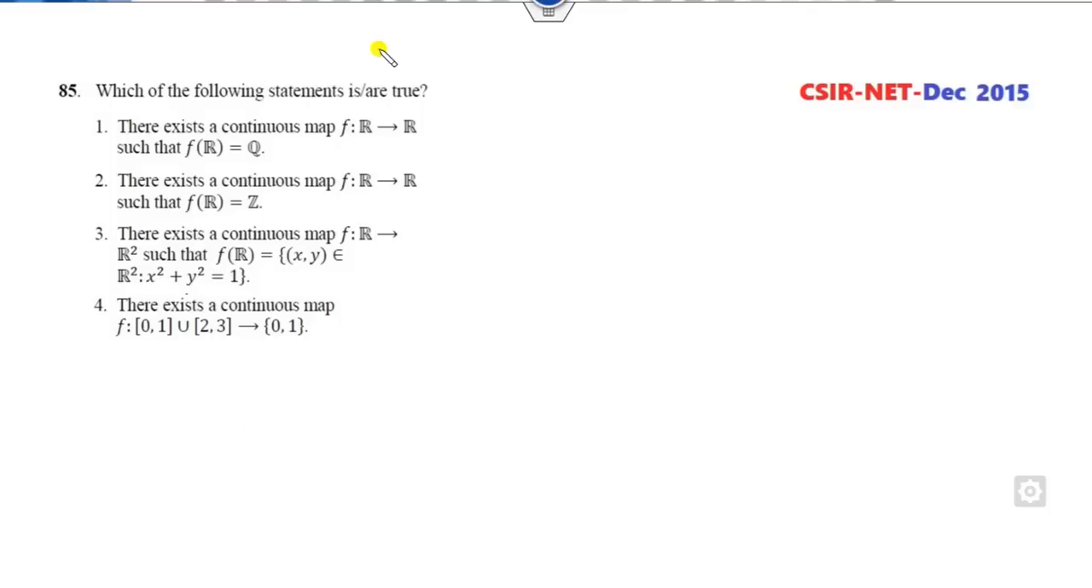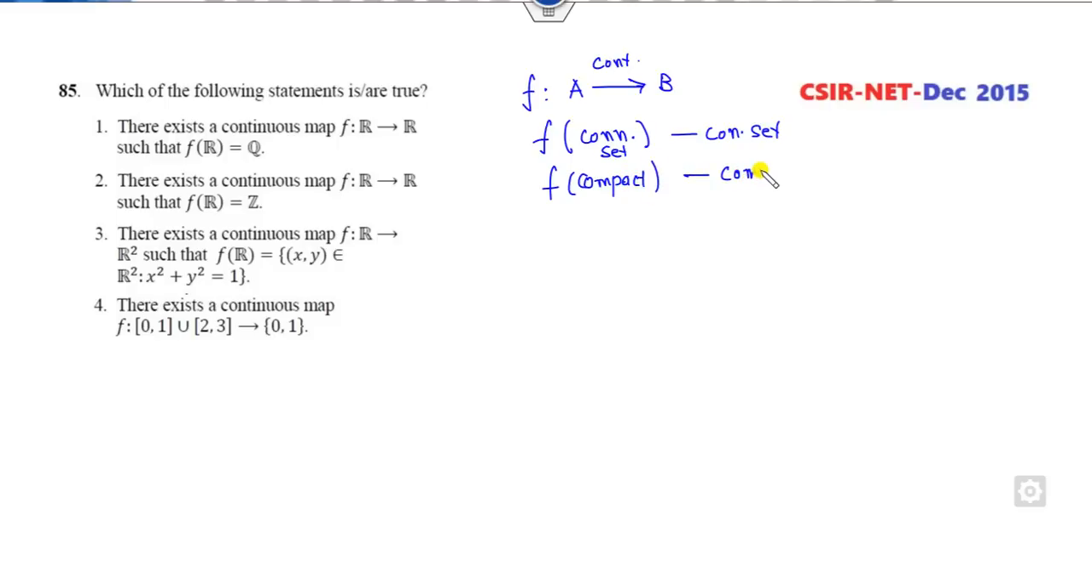Okay, which of the following statements is correct? F is a continuous mapping. So remember, if this map is continuous, what is the meaning of that? If you define it on a connected set, it maps onto a connected set. If you define it on a compact set, then it maps onto a compact set. If you define it on an open set, it maps onto an open set, and so on.